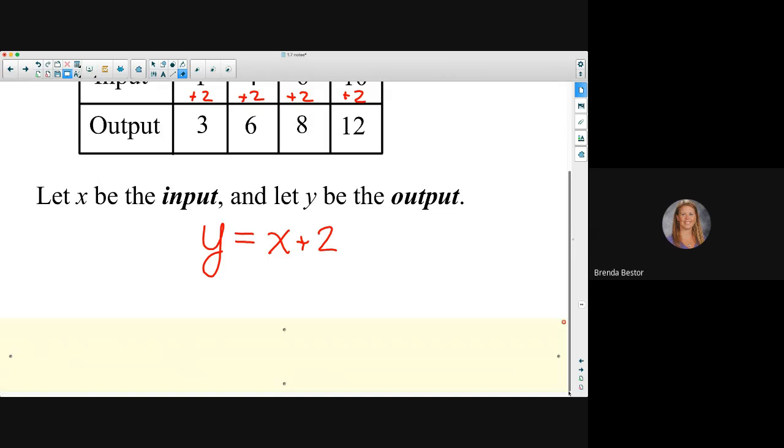I always miss this little button and then it doesn't go. Oh, we need the next page anyway.